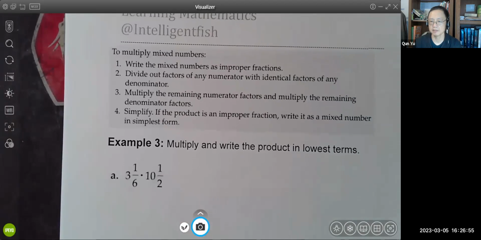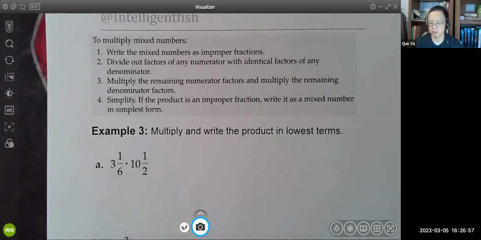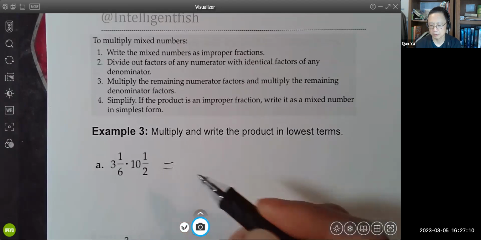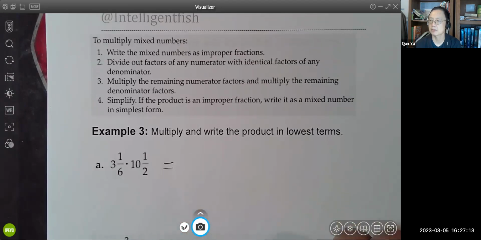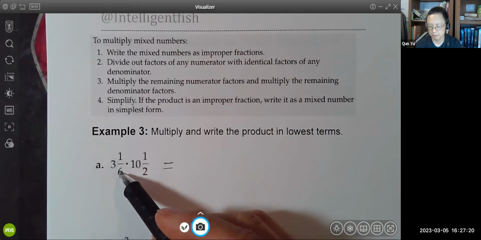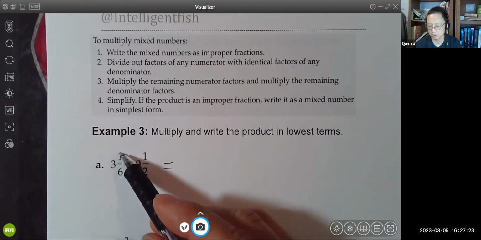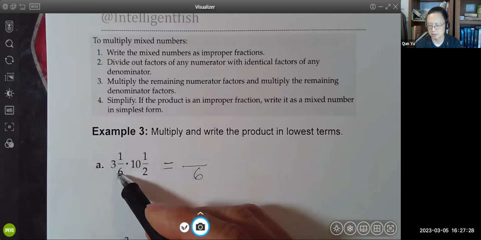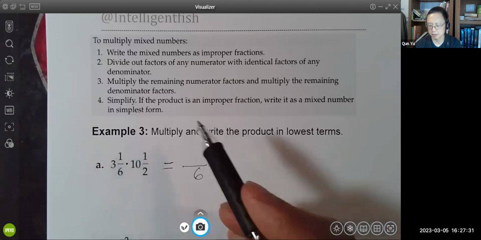Basically, when we multiply mixed numbers, we want to convert mixed numbers into improper fractions and then go through that standard process. So let's look at our first example. I hope you still remember how to convert a mixed number into an improper fraction. Basically, we multiply and add. Multiply the denominator with the whole number and add to the numerator. So for the first one, we get a 6 on the bottom. 6 times 3 is 18, plus 1, that's 19.